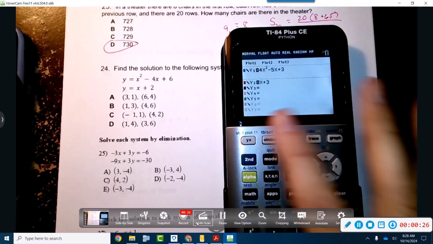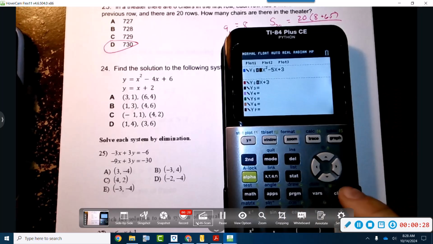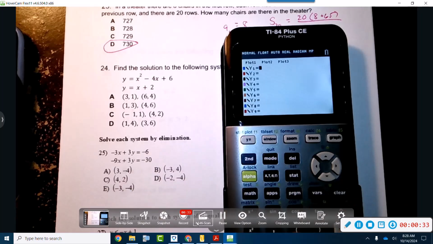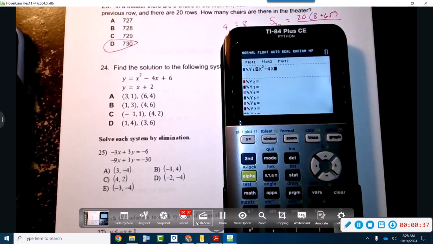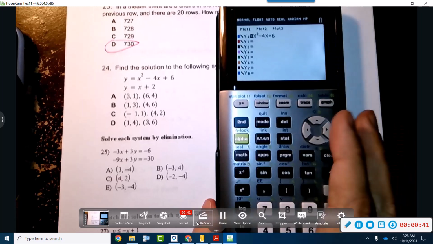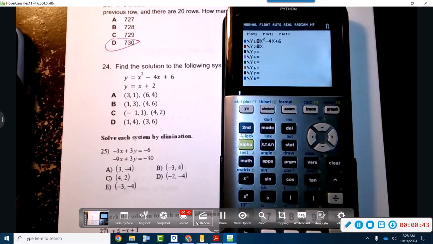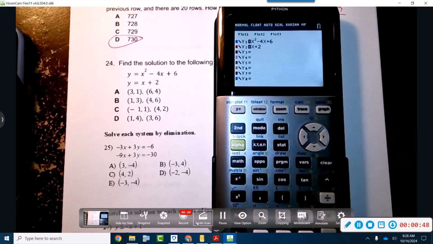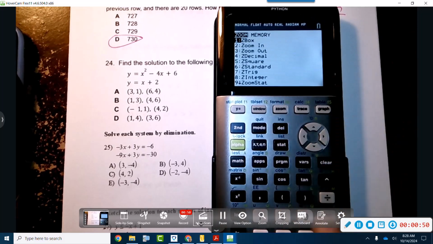So you go to the graphing calculator. It looks like I got some stuff in there, so I will hit clear. My quadratic's going to be in blue, so I'm going to enter x squared minus 4x plus 6, push down, and then I'm going to have x plus 2. That one will be in red. Then you might want to write this down in your note card too. Make sure you do a zoom standard.